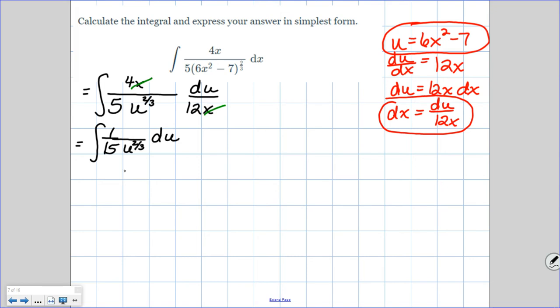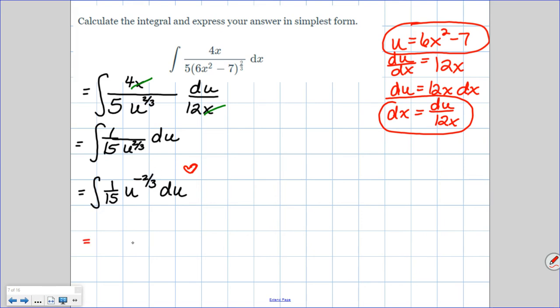Can't apply that power rule yet because it's in the denominator. So to move it to the numerator, I can write it with a negative exponent. So I can rewrite this as the integral of 1/15 u to the negative 2/3 du. And now it's in that nice form, the form that we love. So I'll put a heart here. We love this form because it means we can apply that reverse power rule.